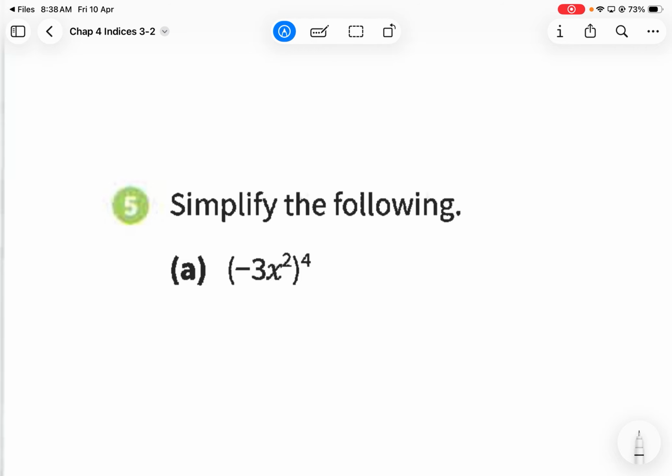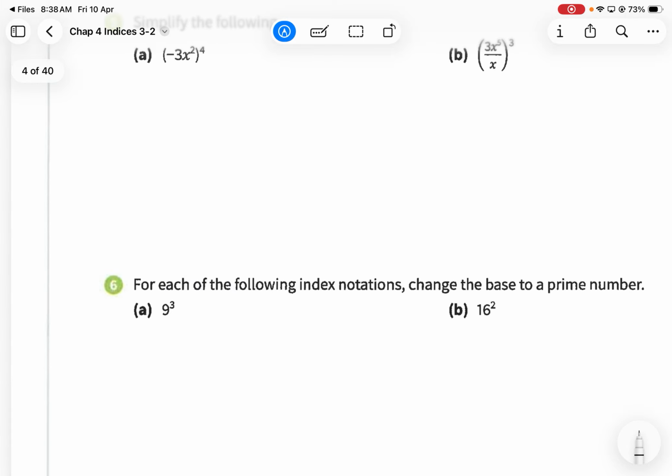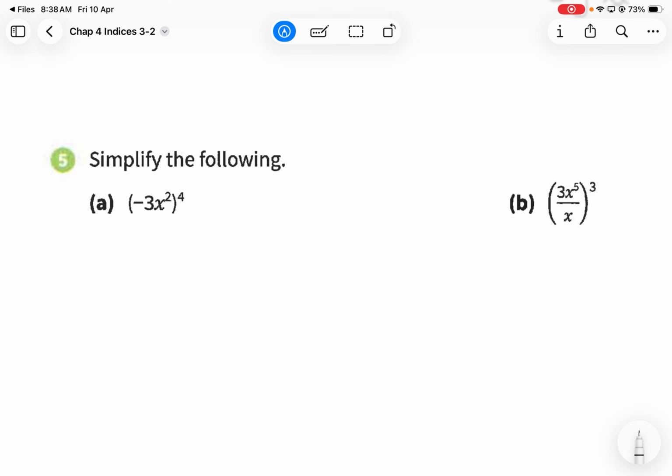Simplify the following. Do you all want to try yourself, then later we go through? Okay, try. Go, go, go. Question 5.